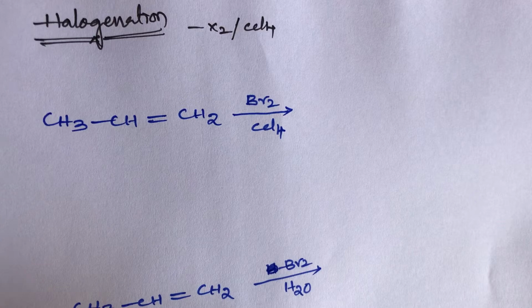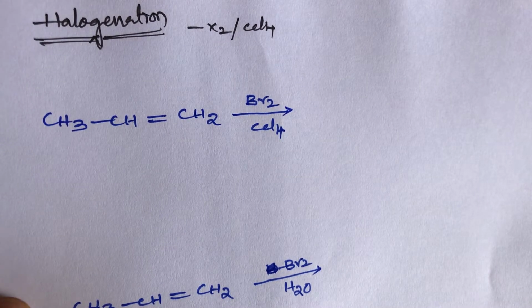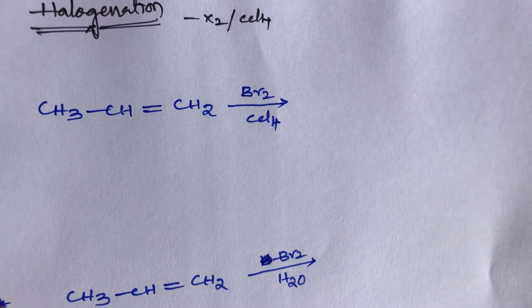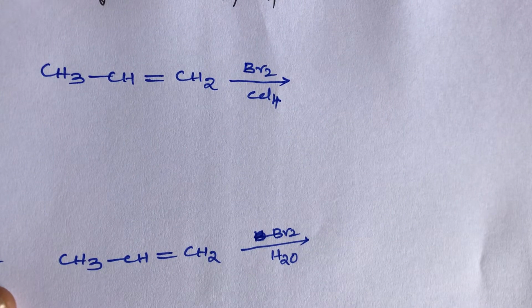Hello students, electrophilic addition reactions. Now the next application is halogenation. Halogenation means addition of halogens to adjacent carbons. What is halogenation in the presence of polar solvent and non-polar solvent?